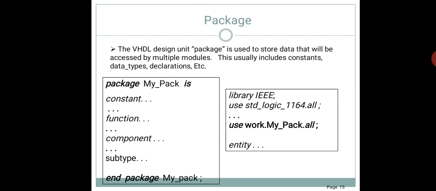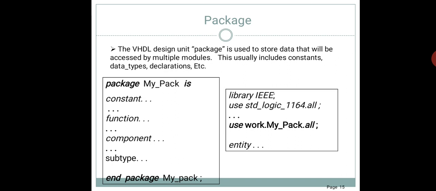In this declaration or storage area, we can have different declarations. We can have a constant declaration, function declaration, component declaration, subtype declaration, and whatever we have stored here can be globally accessible in any program. The package ends with end package, followed by the name of the package, my_pack.